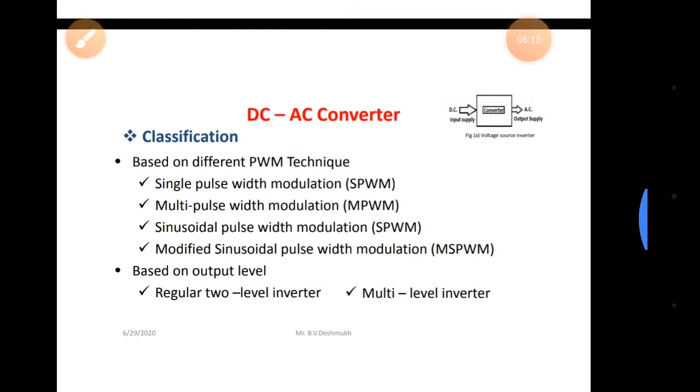This is the general classification of DC to AC converters, or we can say converter classifications. These converter classifications are based on their specifications and characteristics.